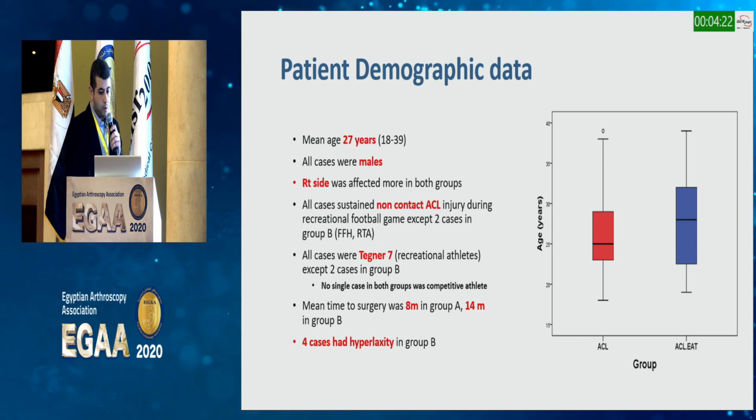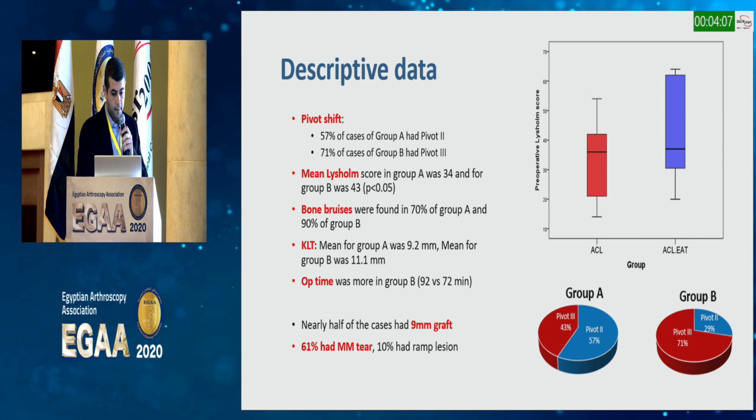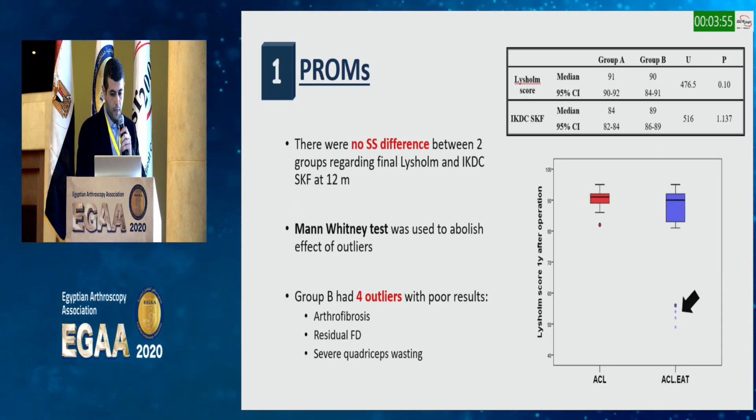The mean age of the patients was 27 years. All cases were male. The right side was affected more, and all cases had non-contact ACL injury. They were all Tegner 7 recreational athletes. None of our cases were competitive athletes. Pivot shift was present in 60% of group A, who had grade 2, and 70% of group B had pivot grade 3. The mean Sholem score was comparable in both groups pre-operatively.